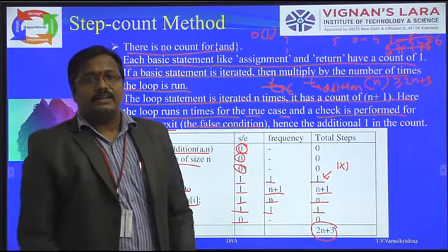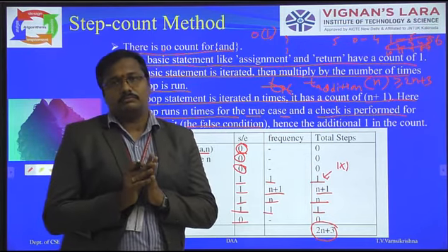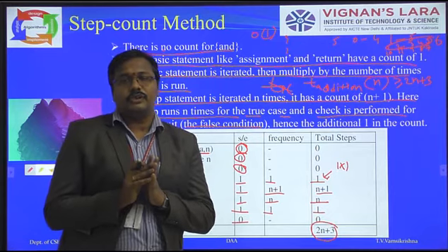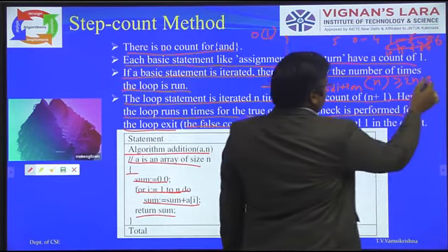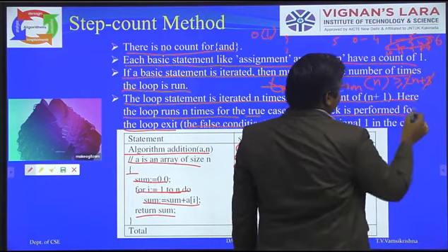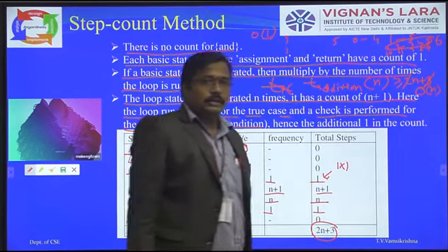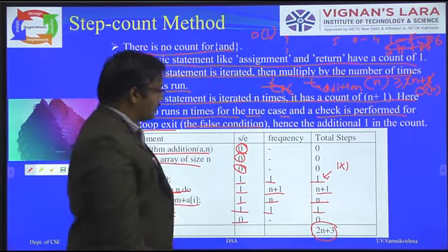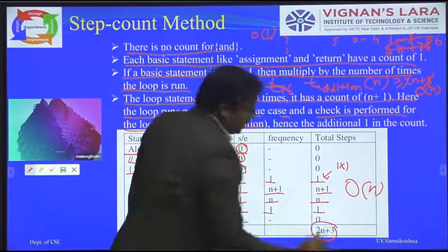Means we are calculating only the runtime, that is, T_P(I): time complexity with reference to the instance characteristic. Here 3 is constant, 2 is constant, so the value depends on n only. That's why the time complexity of this procedure is big O of n.